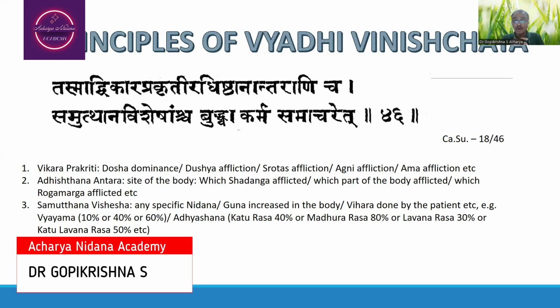Which particular part of the body, whether the person has any particular localized lesion, whether it is in the proximal interphalangeal joint or the wrist joint, or whether only the skin is being afflicted, or the muscle, or any joint, that has to be noted. Which particular Roga Marga is affected, whether Abhyantara Roga Marga or Bahya Roga Marga or Madhyama Roga Marga, that has to be noted.